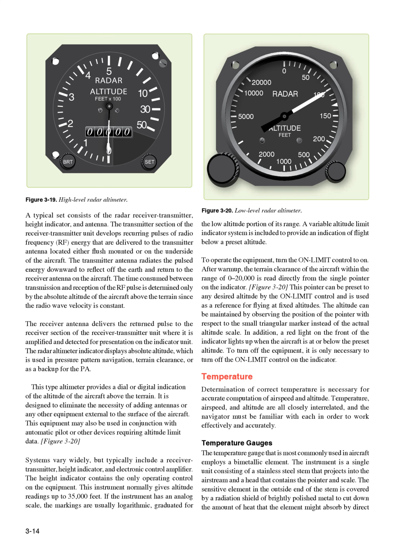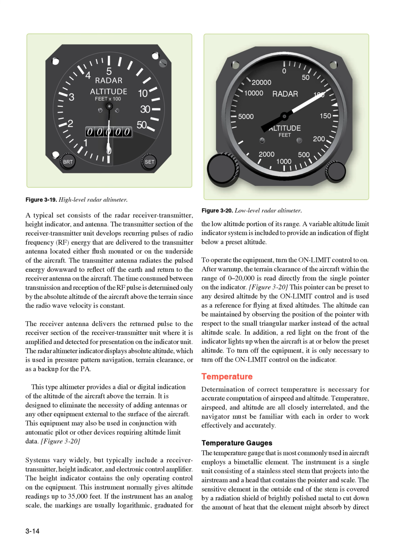The radar altimeter indicator displays absolute altitude, which is used in pressure pattern navigation, terrain clearance, or as a backup for the PA. This type altimeter provides a dial or digital indication of the altitude of the aircraft above the terrain. It is designed to eliminate the necessity of adding antennas or any other equipment external to the surface of the aircraft. This equipment may also be used in conjunction with automatic pilot or other devices requiring altitude limit data.